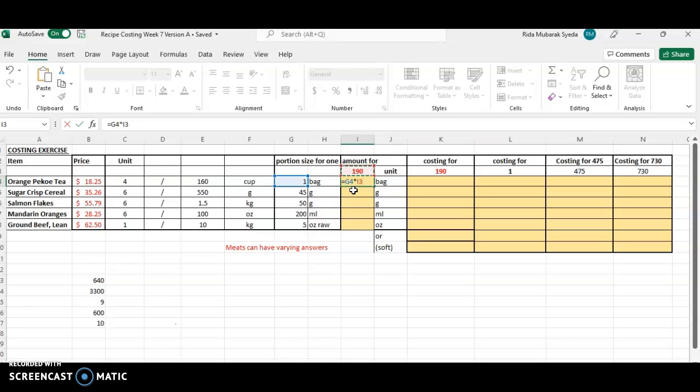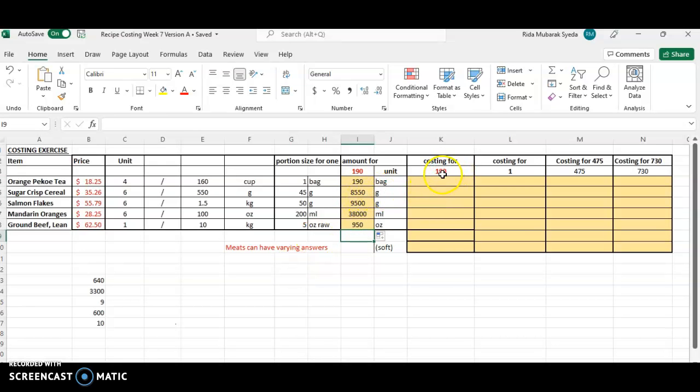I want the computer to stick to this 190 for all the other ingredients. So I'll do the absolute cell referencing, which is the F4, and press enter. And then if I just do the autofill, it'll carry on to the other ingredients with the same formula.